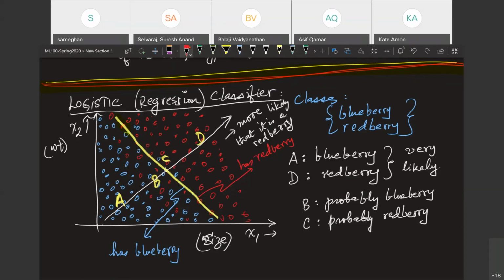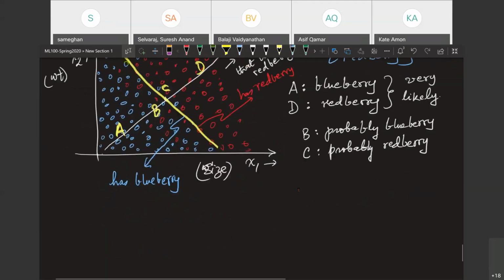So, all right, here we are. We have partitioned this space, the feature space, once again into two halves. One region belongs to blueberries, another region belongs to the red berries. Isn't it, guys? And what is this decision boundary looking like? Let us look at its characteristics.